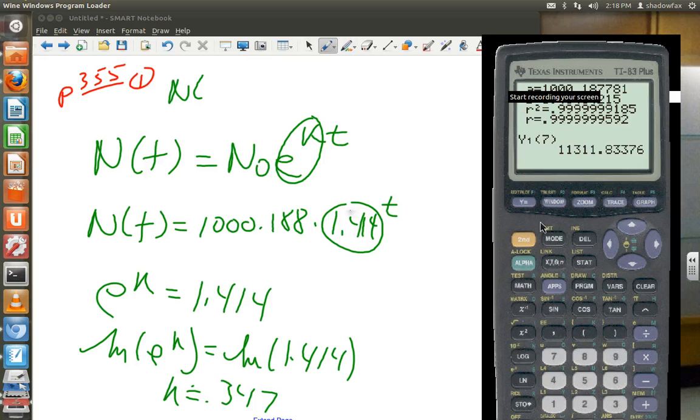You can say N of t is N0, the initial population, which it isn't, that's an estimate, times e to the 0.347t. You could write it in that form if you want to, but this is okay. If you get this on your calculator, you could do that. All right, so we extrapolated the data from 0 to 6, we went to 7. Is that okay? Okay, good.